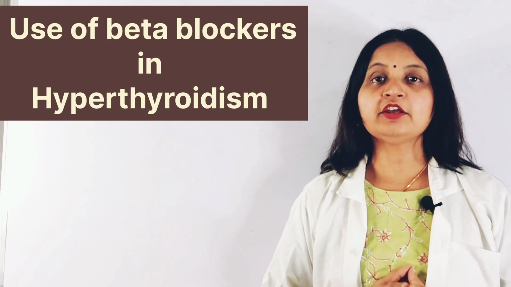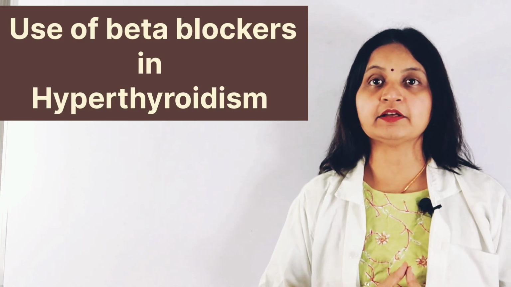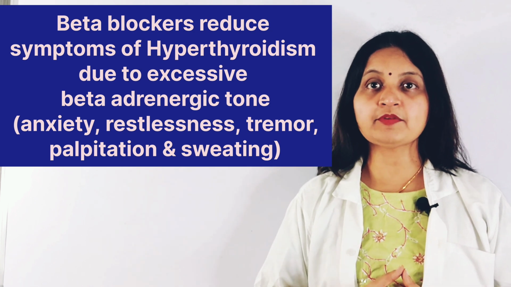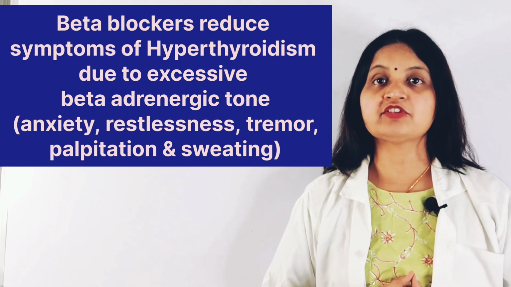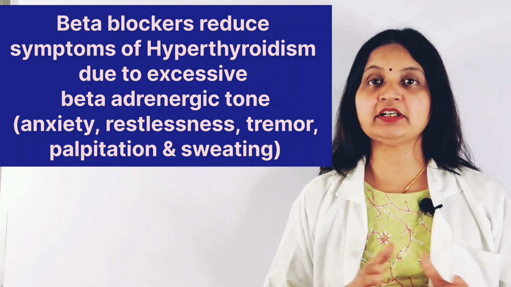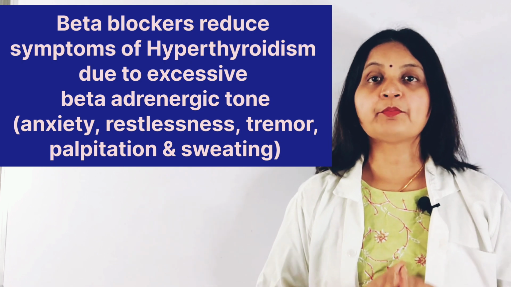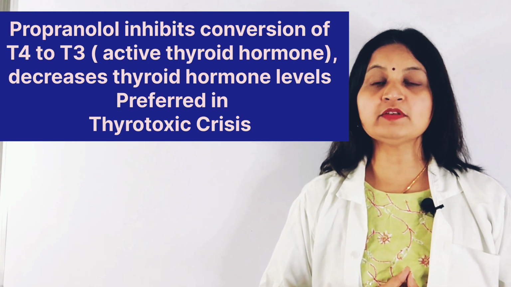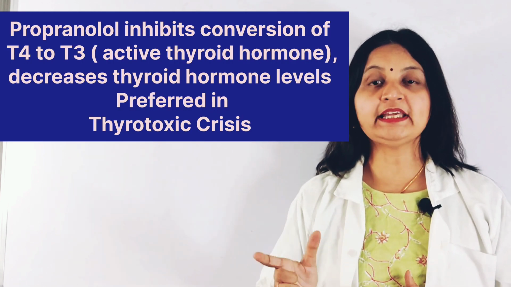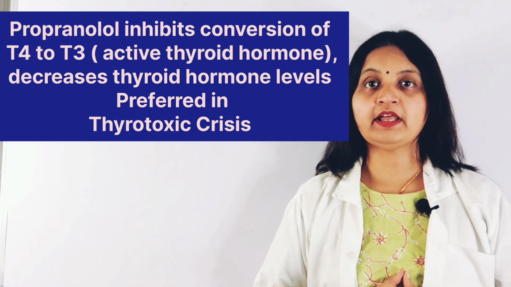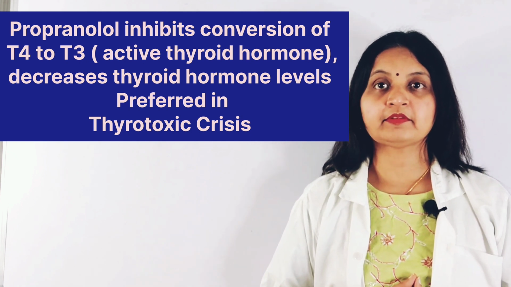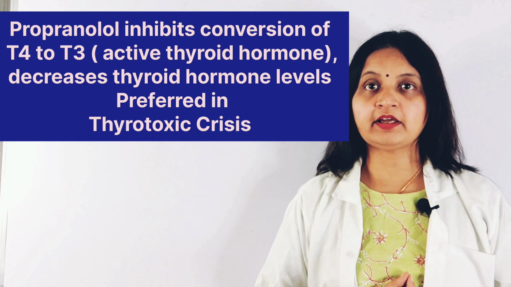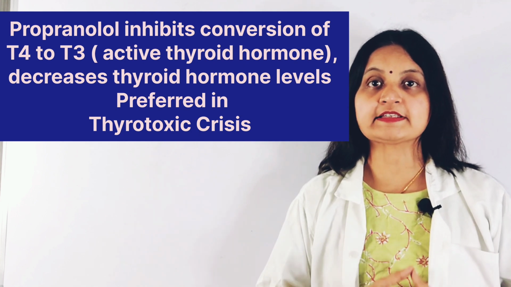The next use, the use of beta blockers in hyperthyroidism. Beta blockers reduce the symptoms of hyperthyroidism, which is due to excessive beta-adrenergic tone, such as anxiety, sweating, palpitation, tachycardia, tremor. Propranolol, a non-selective beta blocker, has an additional property of reducing the conversion of T4 to T3, which is the active thyroid hormone, and thereby helps in reducing the symptoms of hyperthyroidism. Therefore, it is a preferred drug in the management of thyrotoxic crisis.